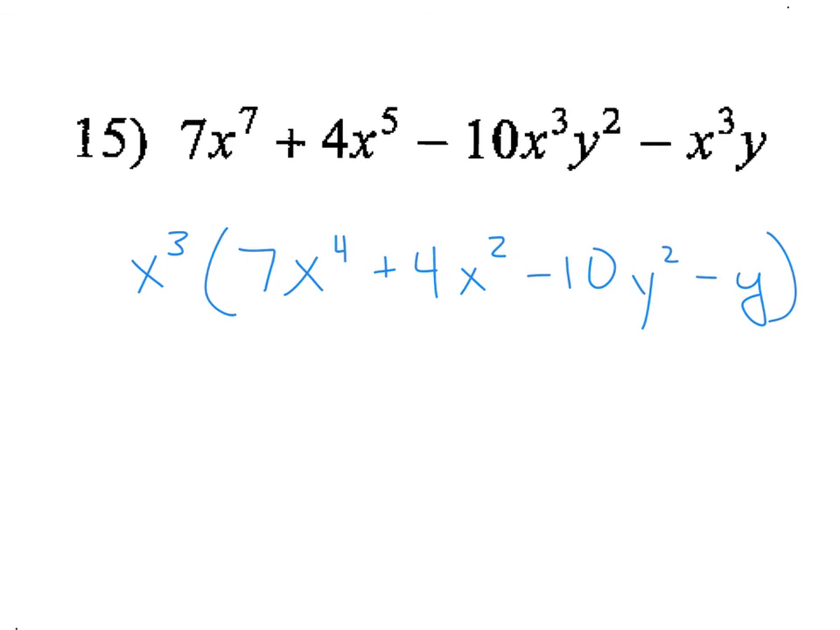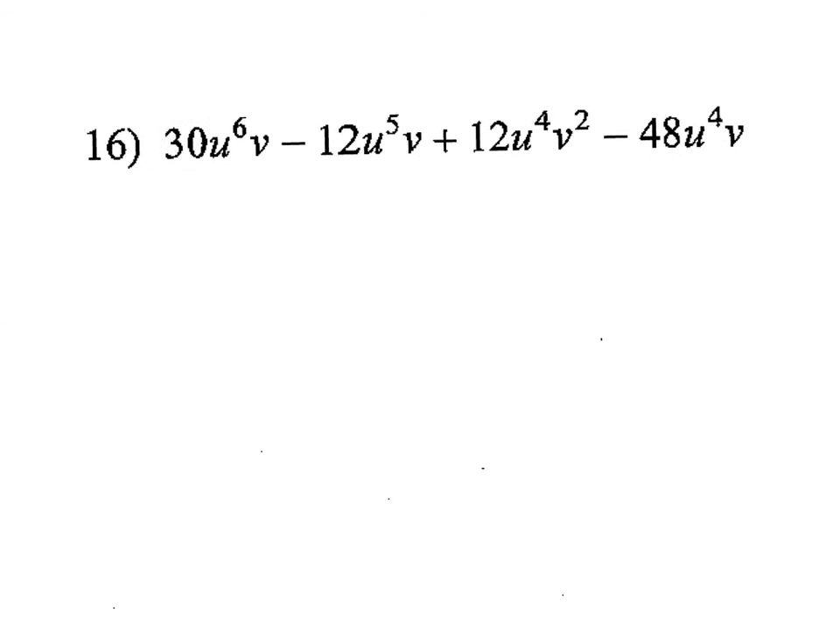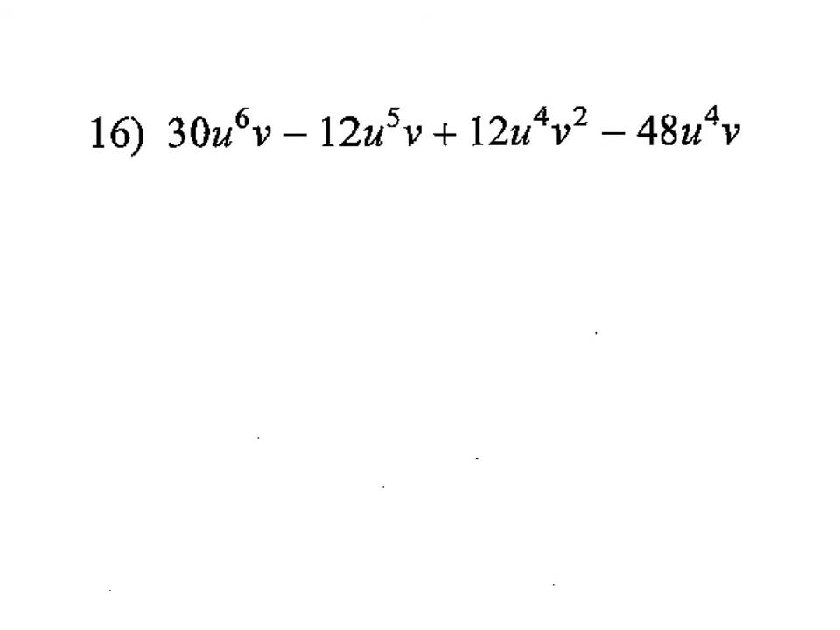Okay? And for number 16. All right, so number 16, again, you might have had to do a little thinking there before you came up with that 6 will technically divide into all the parts. So I've got 6 on the outside. Now looking at your variables, I've got 6 u's, 5 u's, 4 u's, and 4 u's. So again, pull the smallest out because you have to be able to pull it out of all of them. So I'm going to have 4 u's.